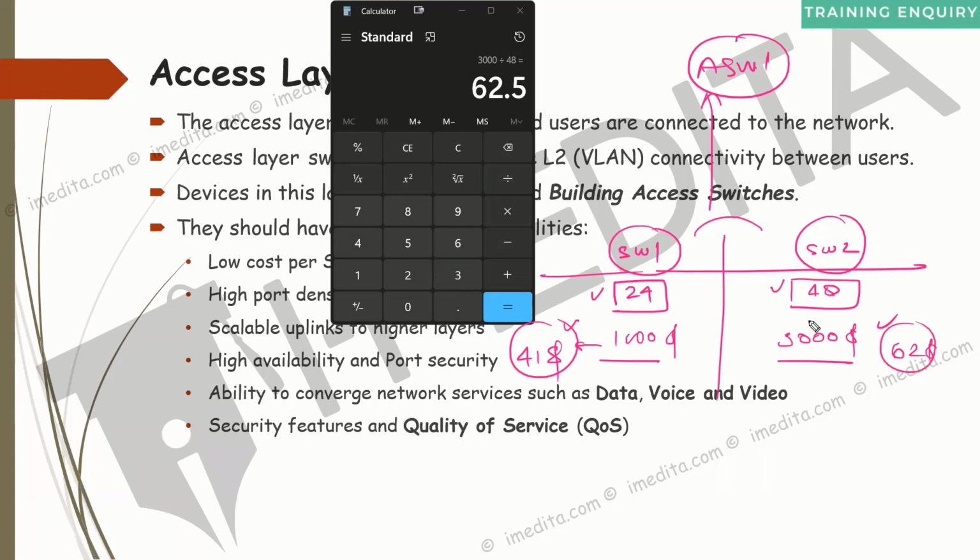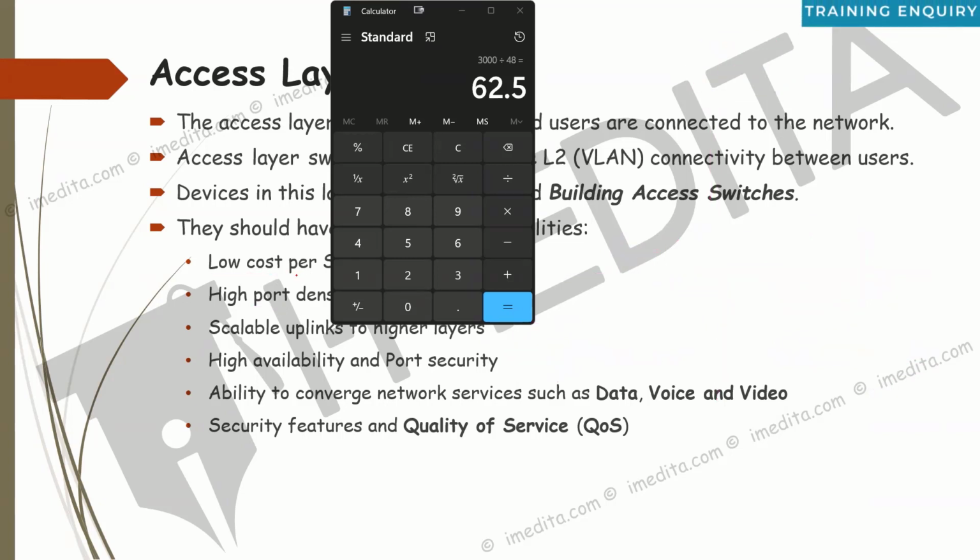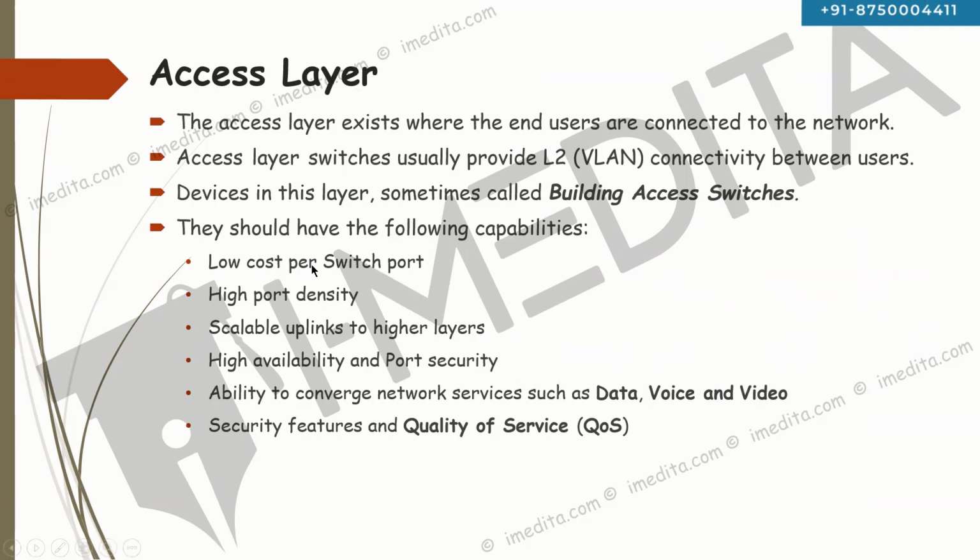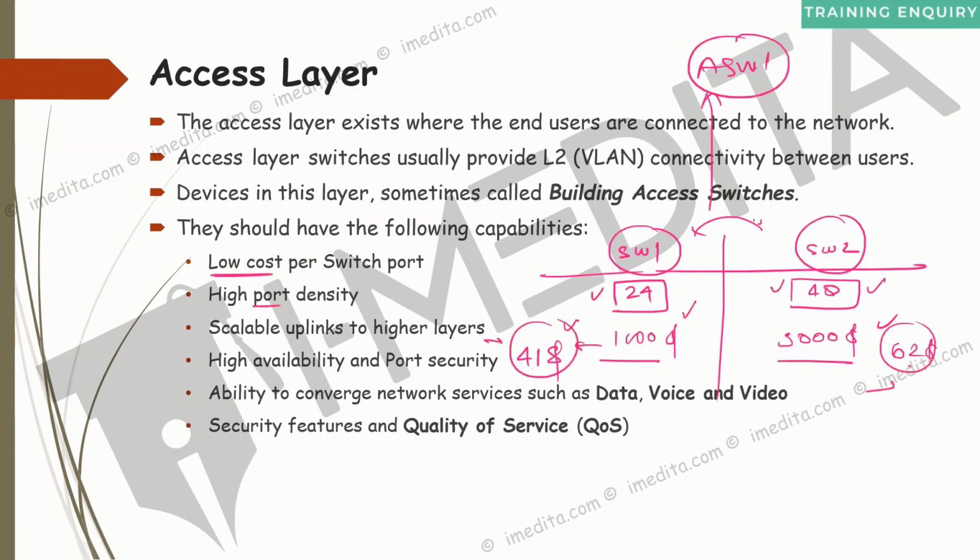So it says that you should connect a switch at the access layer. First of all, we should have a lot of ports on that switch, and the per port cost should be lower. If you have to choose between these two switches, you should go with the first one, because its per port cost is comparatively lower than the other. So that is low cost per switch port. This low cost means cost in terms of money.